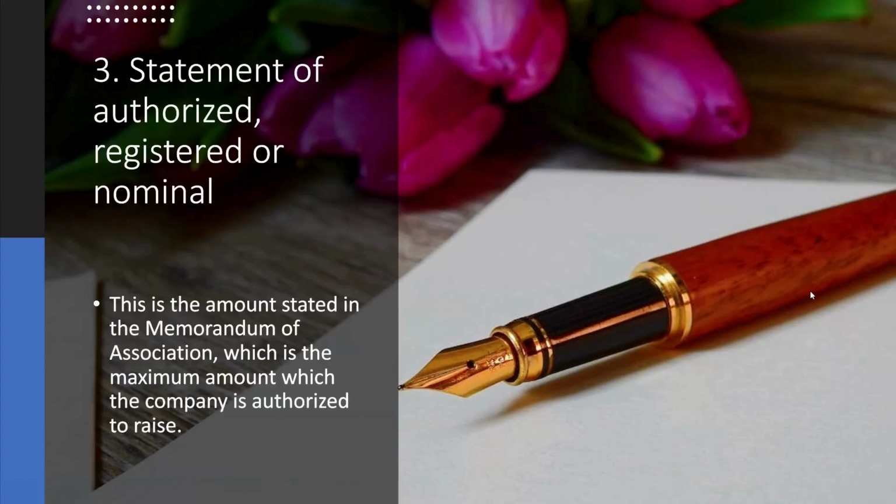The third item that they will have to produce is a statement of authorized, registered, or nominal capital. This is the amount stated in the Memorandum of Association, which is the maximum amount which the company is authorized to raise. So the maximum amount of capital.